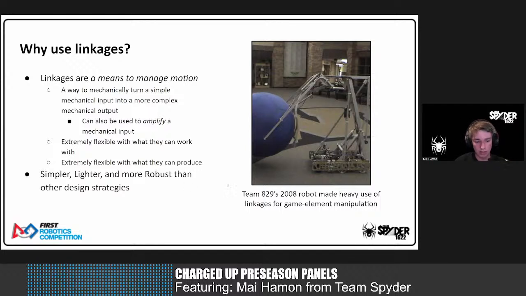An example would be 2008, the first game was Overdrive, where you were meant to drive in circles around the track and place balls on truss structures to secure points. Team 829 here has a robot that's effectively a drivetrain and a bunch of linkages. This is because they found linkages to be more lightweight than any other approach in a game where speed was very important, lightweightness was very important.